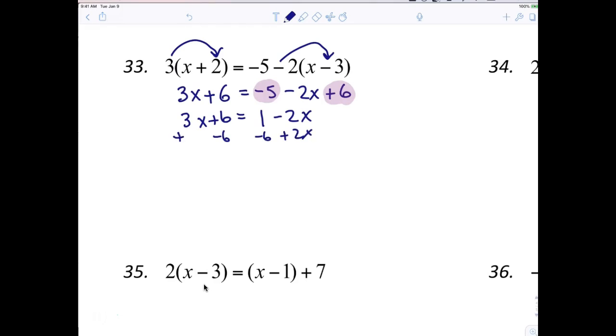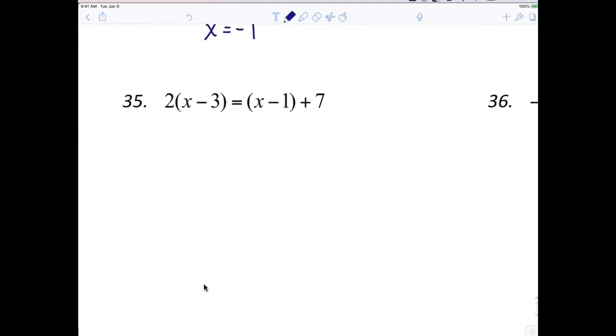And plus 2x. Good. Plus 2x. And 6 is crossed out and 2 is crossed out. So it would be 5x equals negative 5. Perfect. And so, x equals negative 1. Very good. X equals negative 1. How are you okay today? Does that make sense to you? Everything's good? All right.